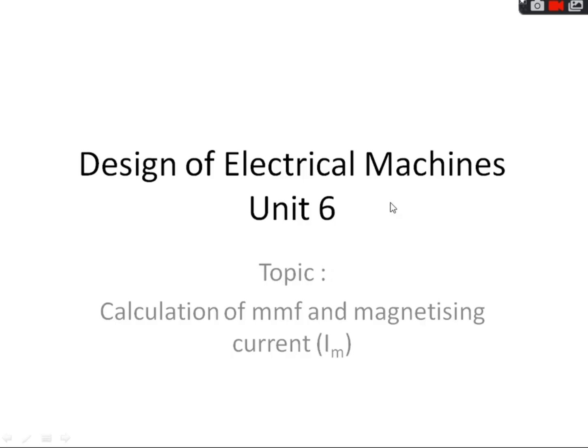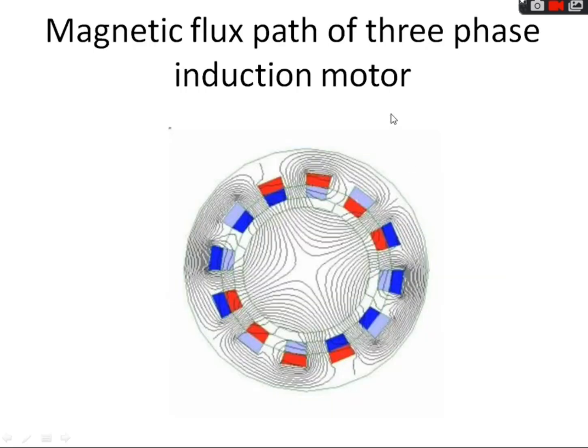Hello friends, today we're going to discuss the topic of calculation of magnetomotive force and magnetizing current of three-phase induction motor. When three-phase AC supply is given to the induction motor, it sets up a magnetic flux. This magnetic flux is set up through the stator core, stator teeth, air gap, rotor teeth and rotor core, and the flux completes its path.